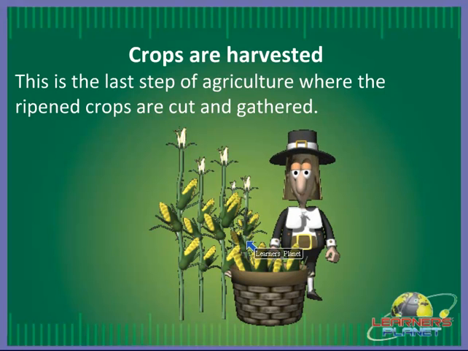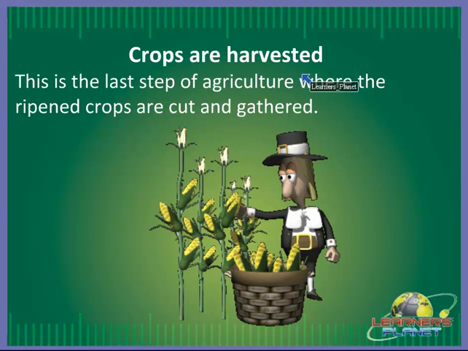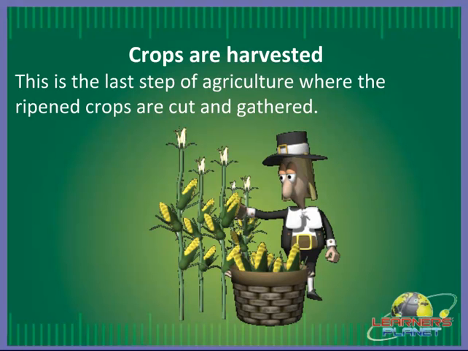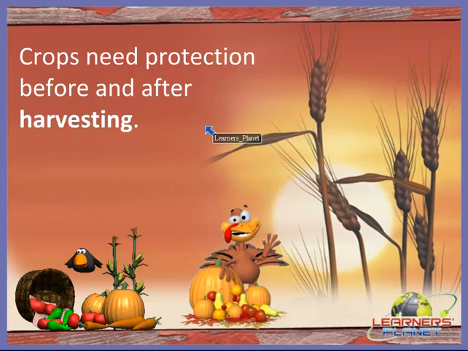And finally, this is the last step of agriculture, where when the crops are cut and gathered, it is known as harvesting of crops, right? So this is the final step of agriculture, right children? So children, crops need protection before and after harvesting also. Now all the steps of agriculture are finished, completed. But now what? Now what will we do further?